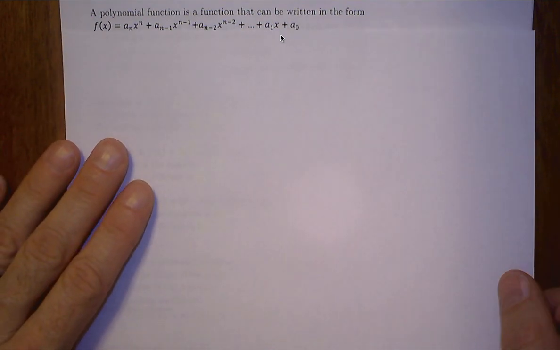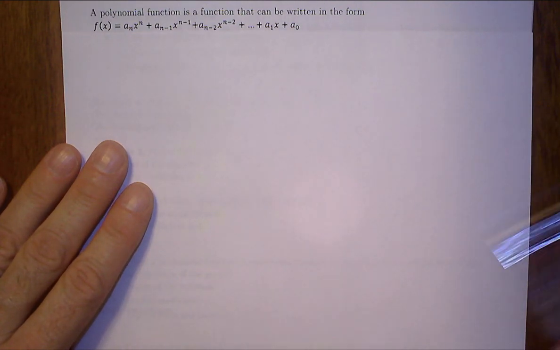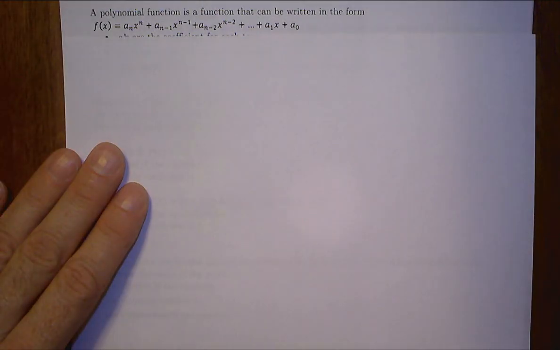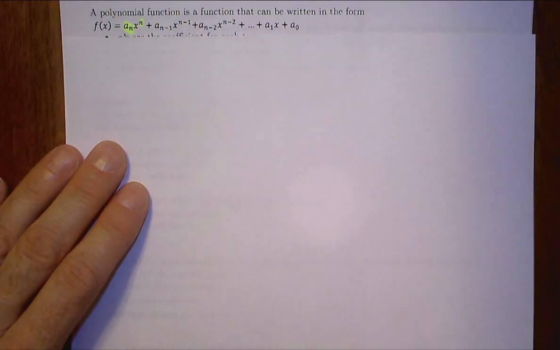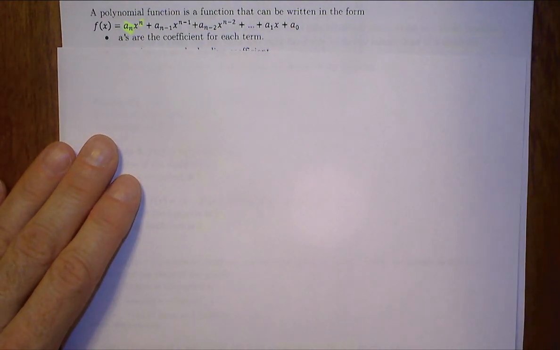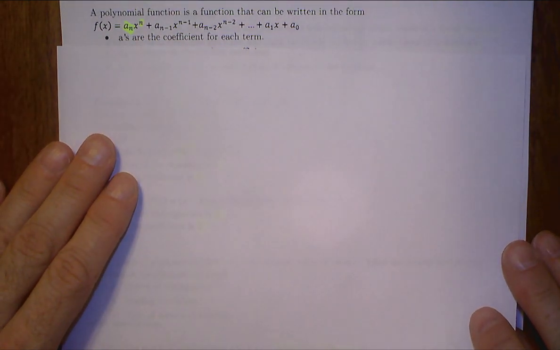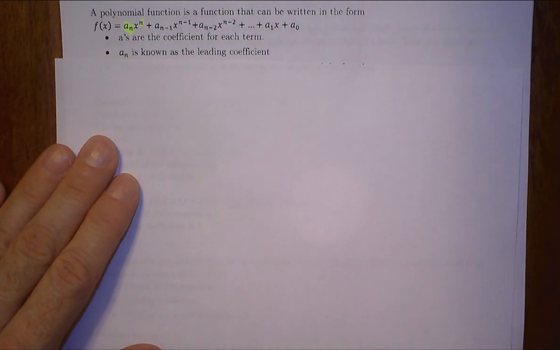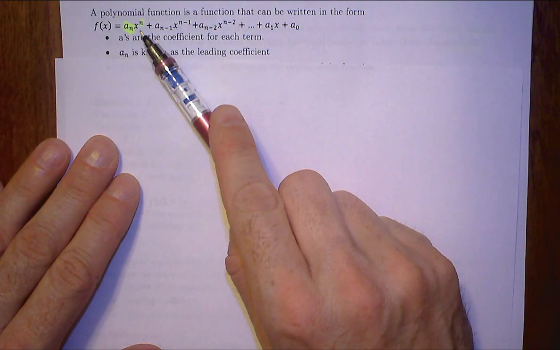So very quickly, a polynomial function is a function that can be written in this form. Very, very important attributes of a polynomial function are a_n and n. So the a's are the coefficient of each term. We are quite familiar with the word coefficient. a_n is the leading coefficient. Now, a_n is the number in front of the term with the highest exponent.